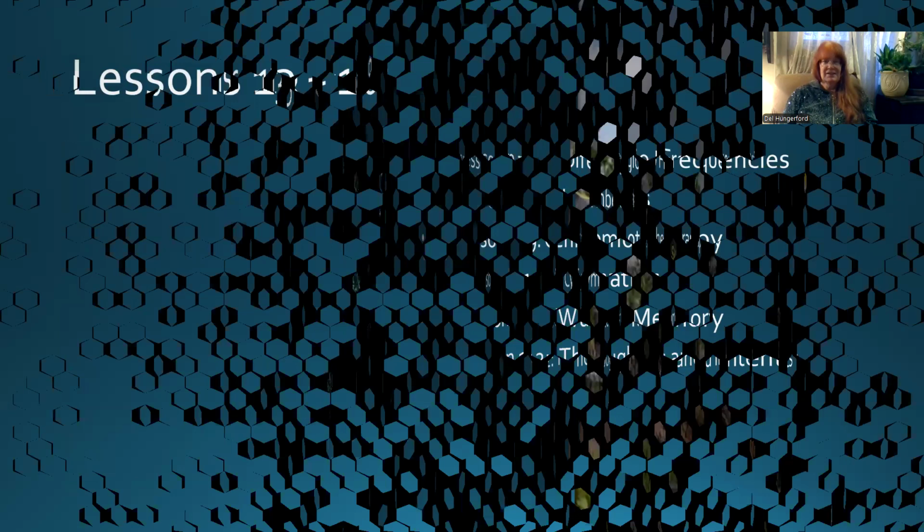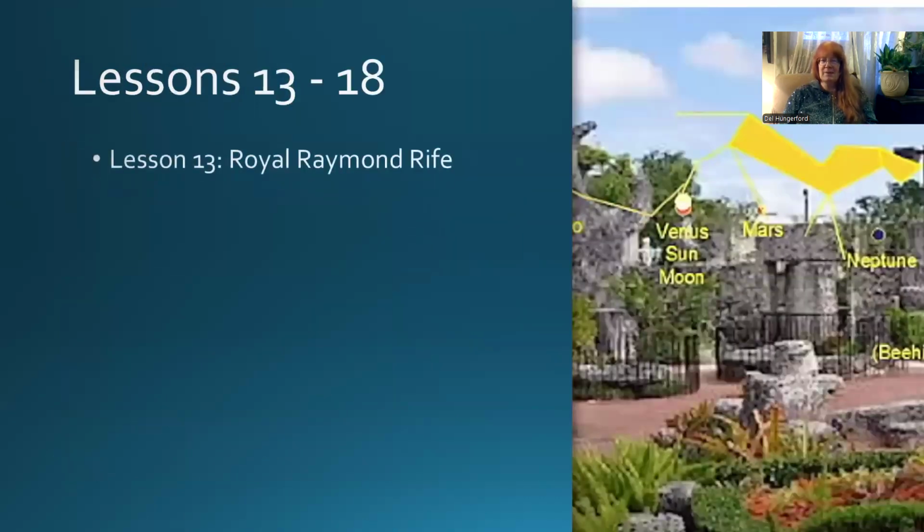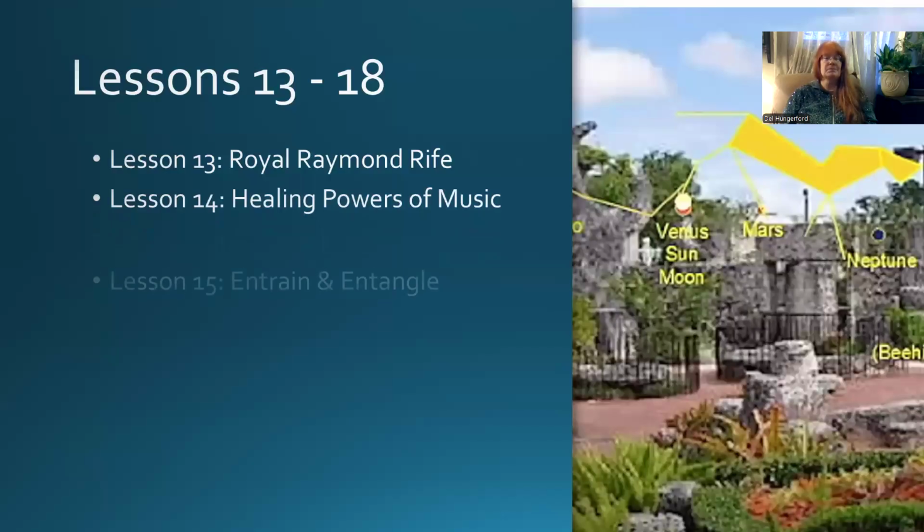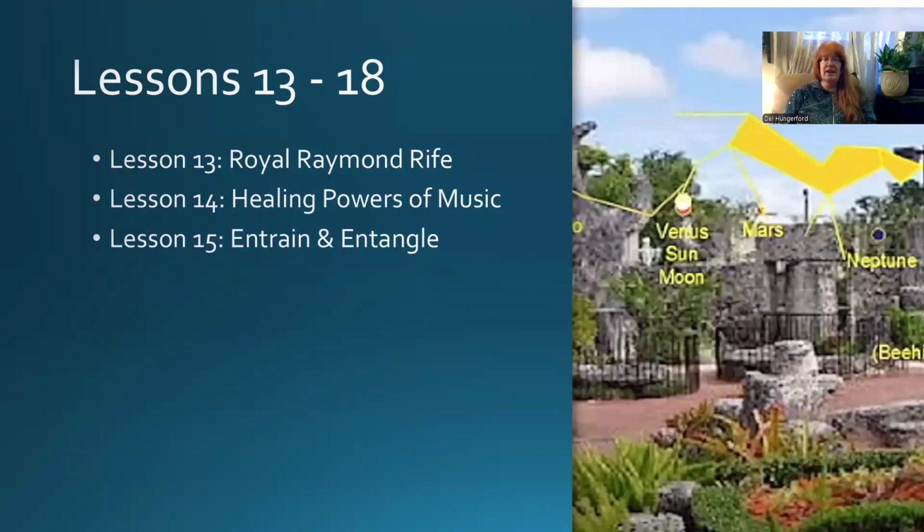Moving along, lesson 13 through 18. Royal Raymond Rife. He's the guy who came up with the cure for cancer in the 1930s, and certain organizations shut him down. We'll leave that there. The healing powers of music, entrainment and entanglement, what it is and how we can use it to our benefit.